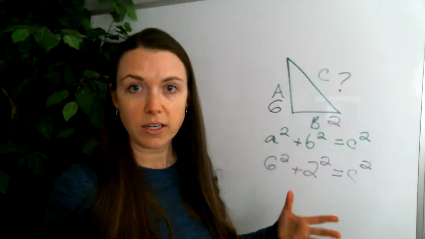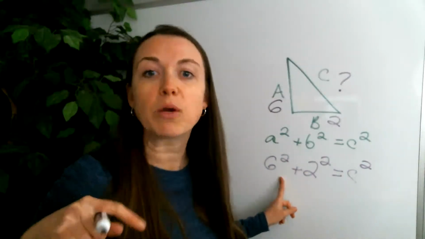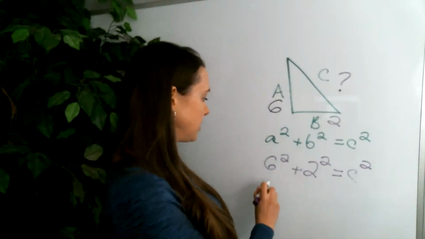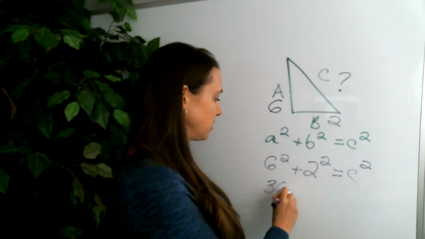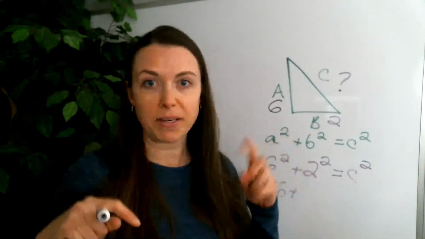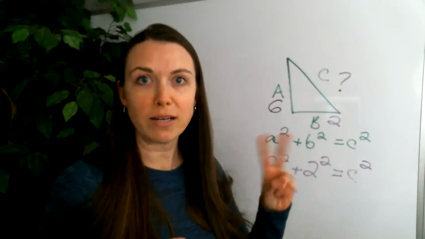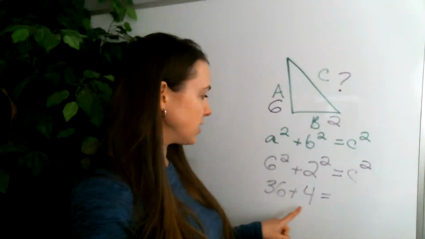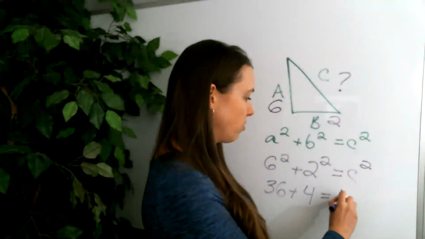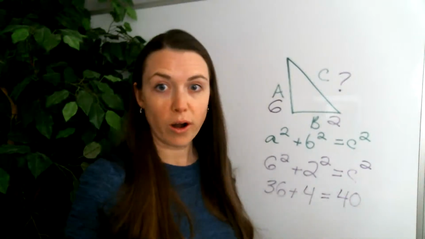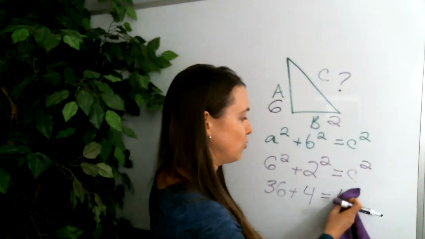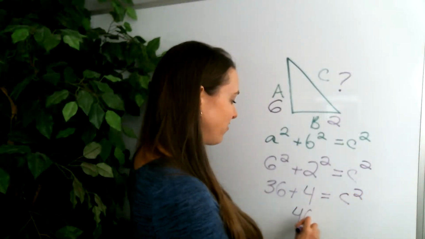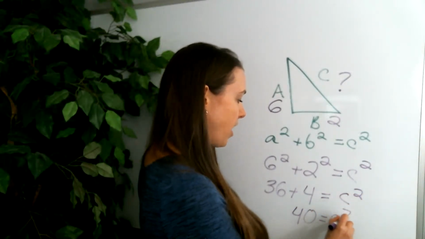So I just need to figure it out. I have A squared, so 6 squared. Type in the chat, what is 6 squared? What is 6 times 6? So 6 times 6 is 36, plus, what is 2 squared? Type it in the chat. 2 times 2 is 4, right? And now I have 36 plus 4 equals 40, or C squared. So I'm just going to erase this and go C squared. Now I have to figure out what is the square root of 40.